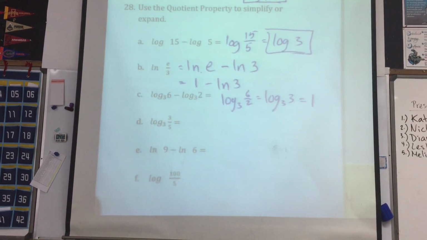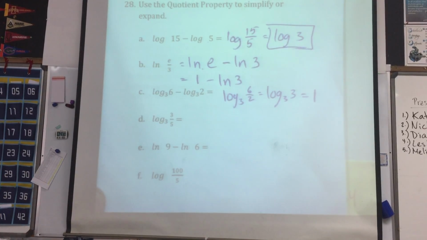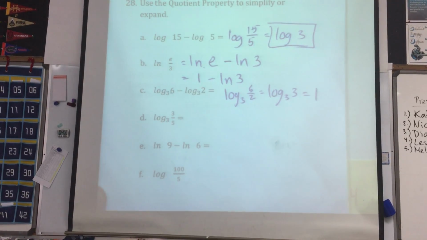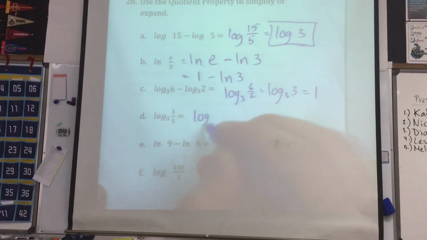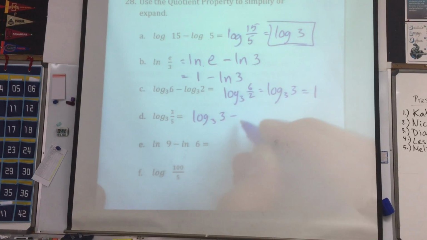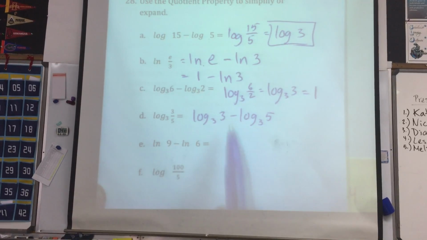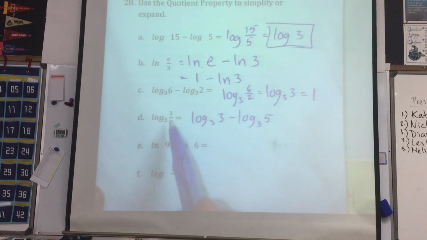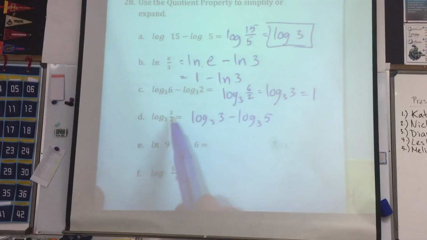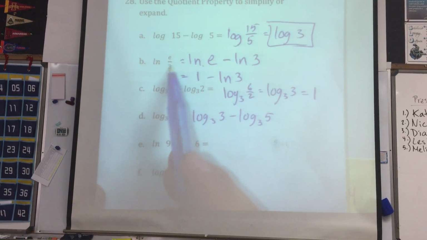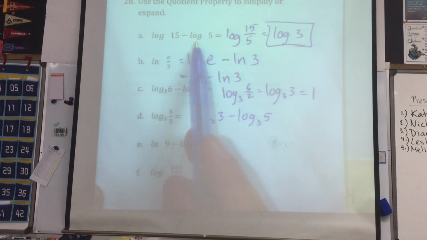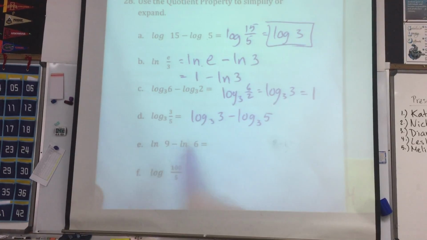All right, D, log base 3 of 3/5. I can split those up. I can write it as log base 3 of 3 minus log base 3 of 5. Division means minus, and it's always the top one minus the bottom one. See, it's always 3 minus 5, e minus 3. In this one, it's 15 minus 5, so it's 15 over 5. Don't ever flip them around.